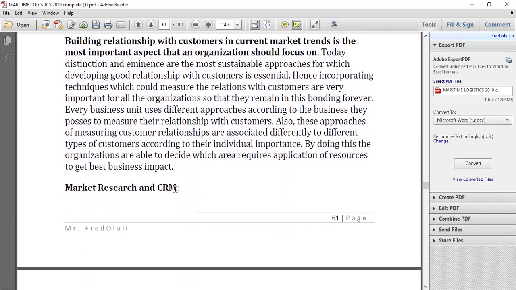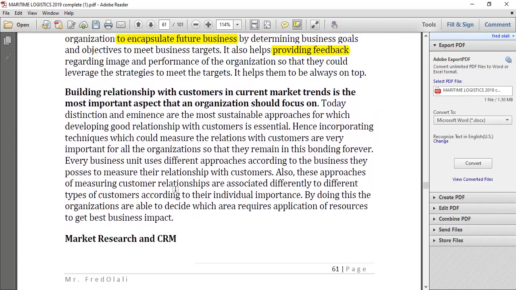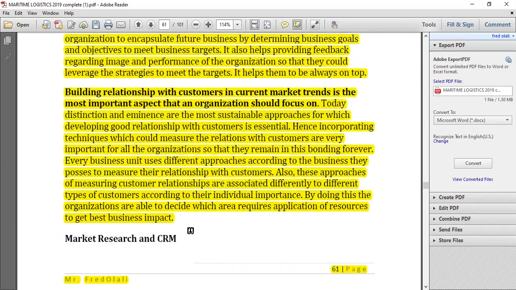So till next time, we hang it there. We start on the market research and what we term as the CRM. So that is important for us on that. So we'll start on that page in our next class.